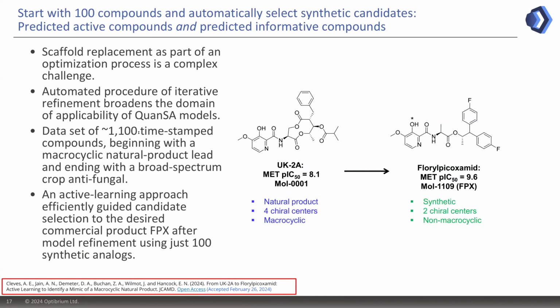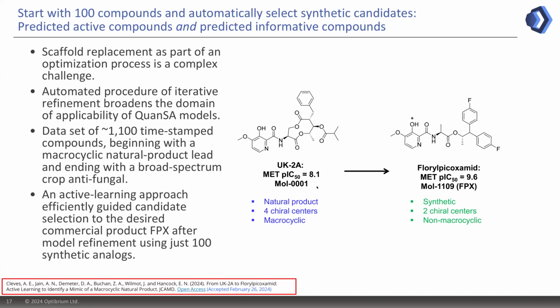So the idea here is that UK2A was a natural product. It is a macrocycle, and it has 4 chiral centers. It inhibits the mitochondrial electron transport system in fungi that attack wheat crops. There is no X-ray crystallographic structure for this target. It's purely ligand-based. Quanza can use crystallographic ligands as input, but in this exercise, this is purely ligand-based.